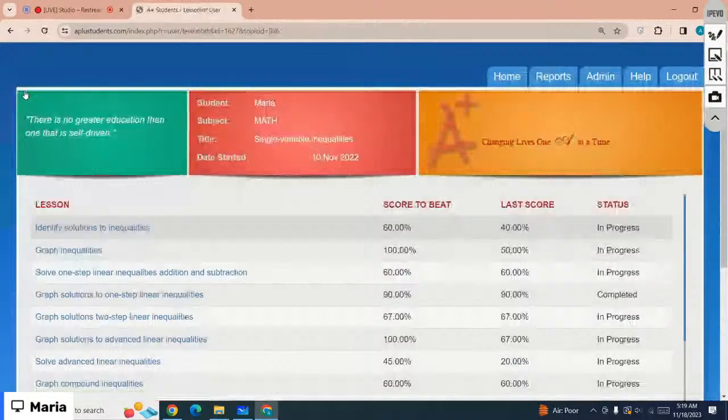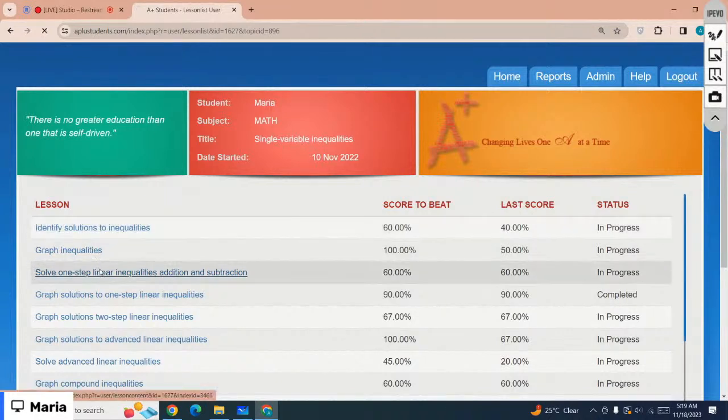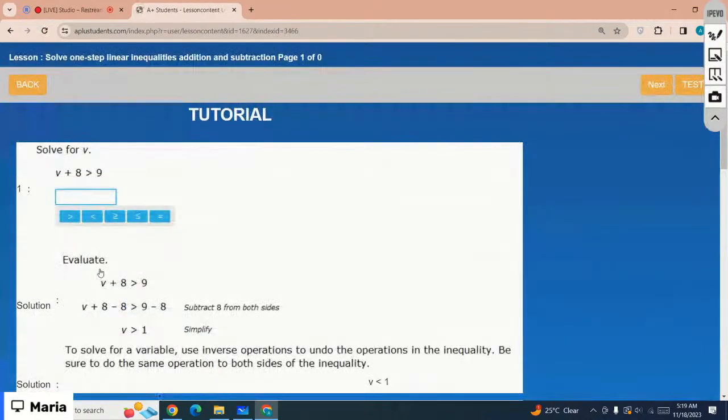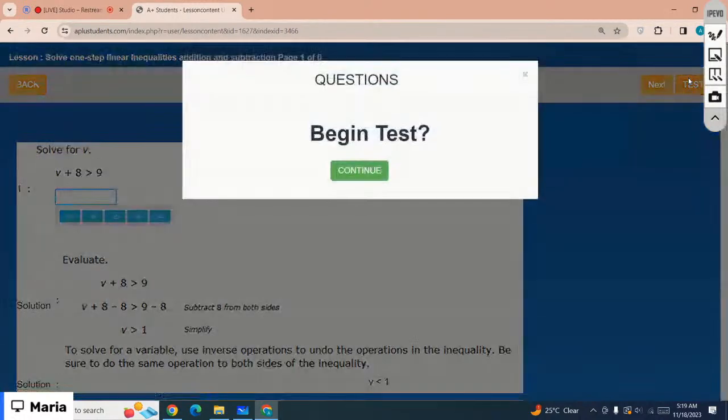The next one is solve one step linear inequality addition and subtraction. Okay. Let's just start with the test questions.